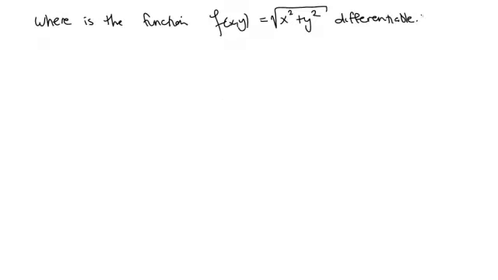Let's try a variation on the previous problem. Where is the function f of x, y equals the square root of x squared plus y squared differentiable? Well, we could take a look at its partial derivatives, del f del x and del f del y. As long as those derivatives are continuous, we know you're differentiable. Whenever the derivatives are discontinuous, we'll have to take a little bit more care in making a decision.